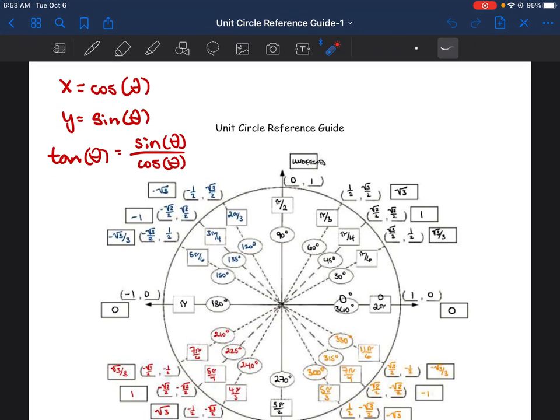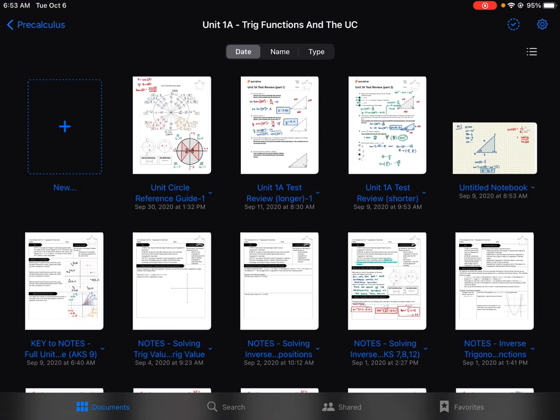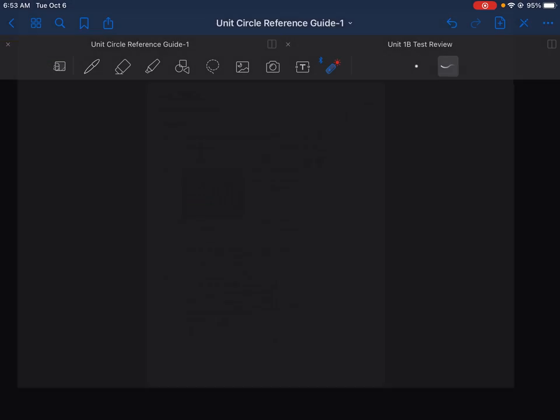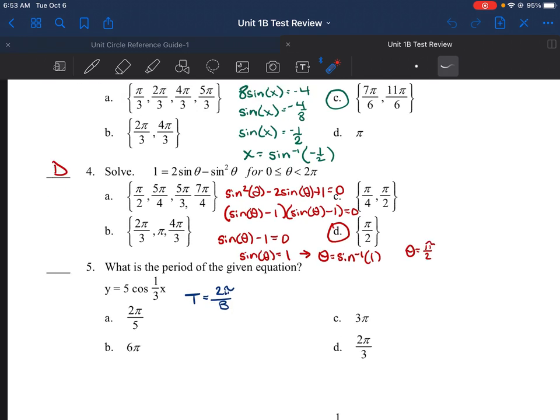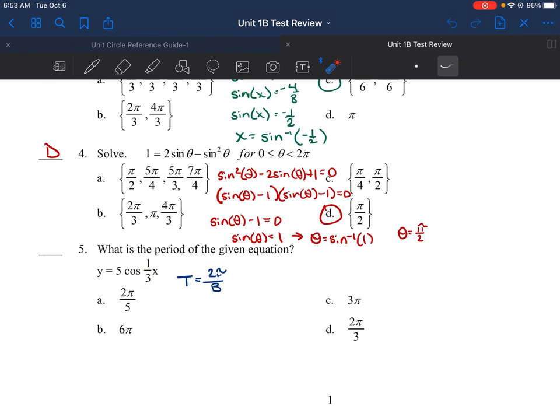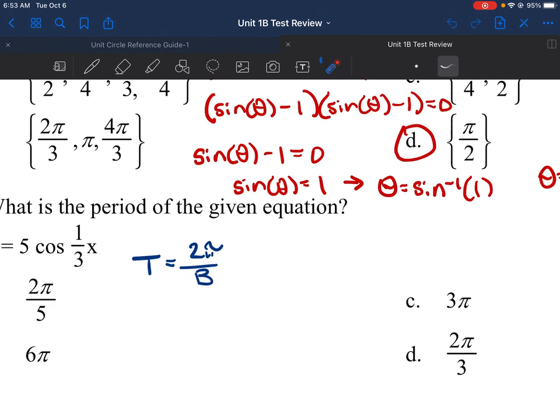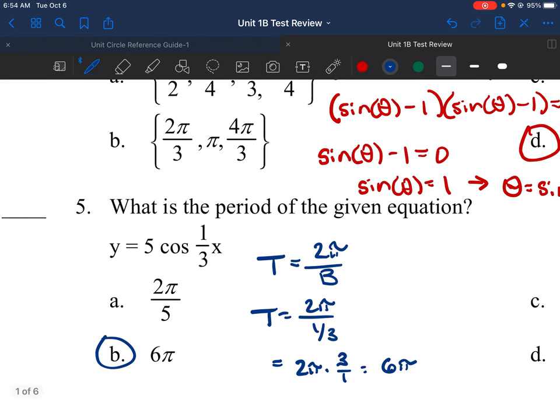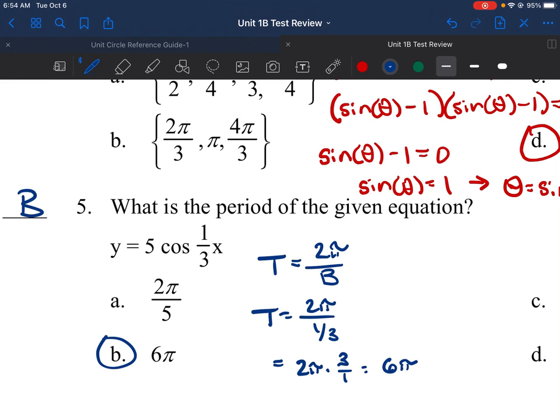The b term is always going to be x's coefficient, or whatever the variable is, the coefficient of that variable. So let's go in here. T equals 2 pi divided by 1/3. Well, we're dividing by a fraction, so this would be 2 pi times the reciprocal, 3 over 1, which is 6 pi over 1, which is just 6 pi. So the answer here would be B, 6 pi.